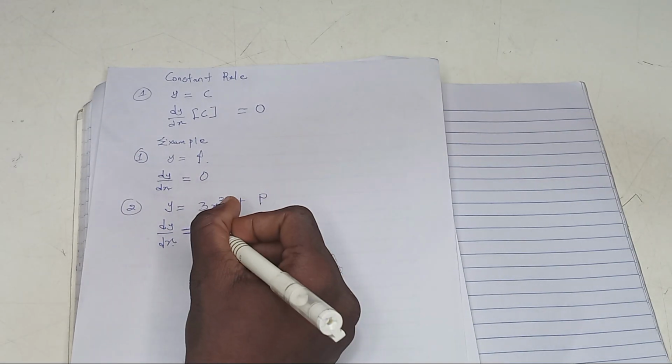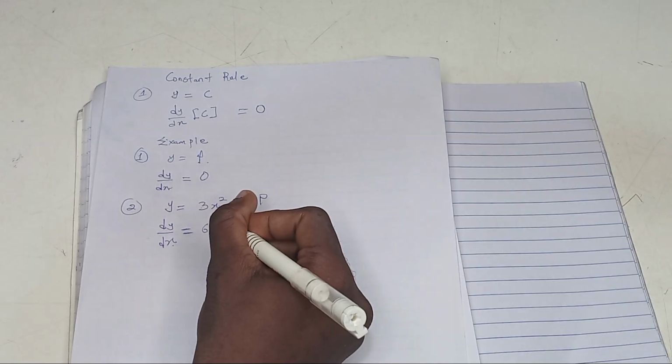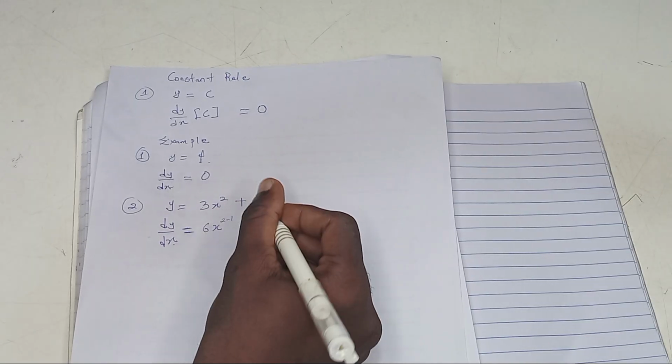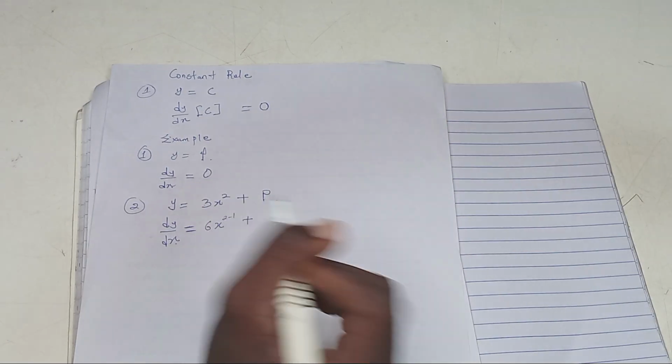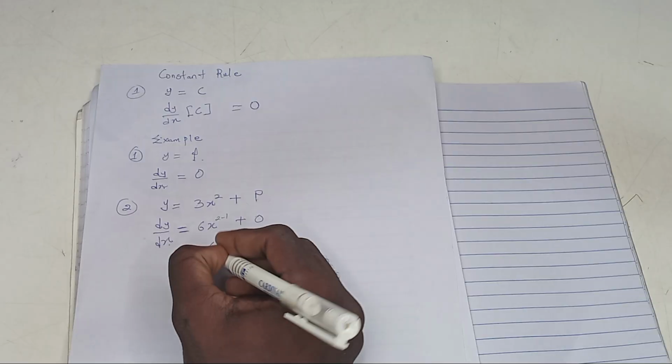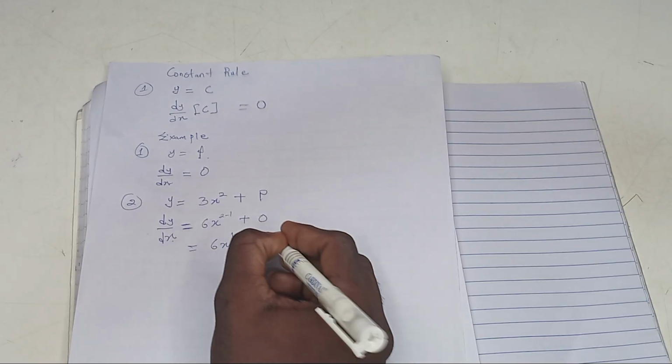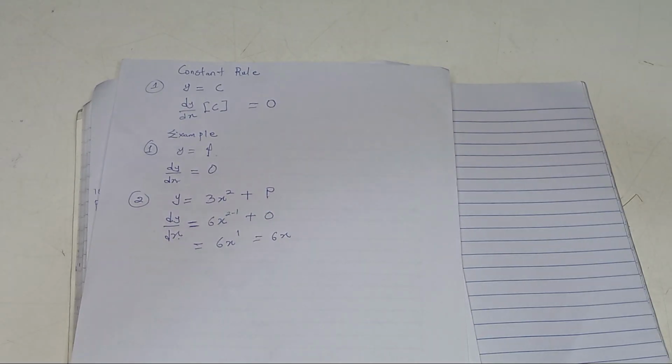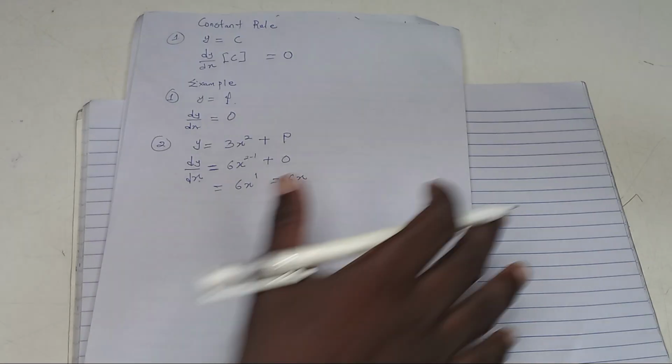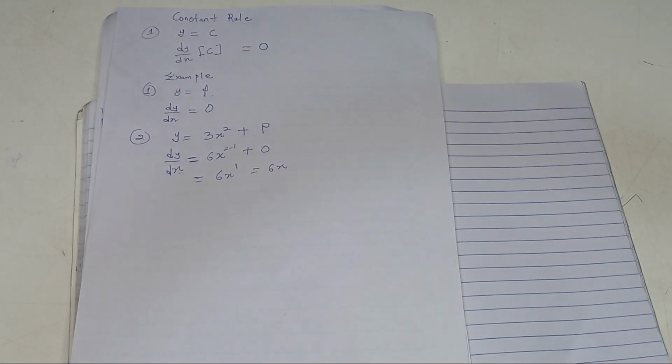So differentiation of this will be what? 2 times 3, 6, right? 6x, then 2 minus 1, plus the differentiation of p. P is a constant, so that is what? 0. And it gives us what? 6x raised to power 1, and that's 6x, right?